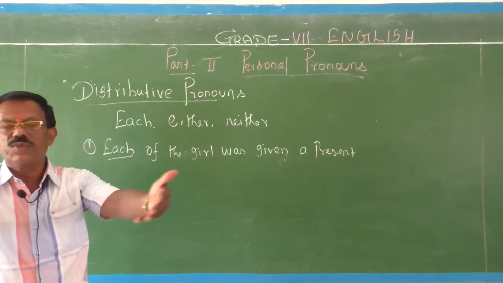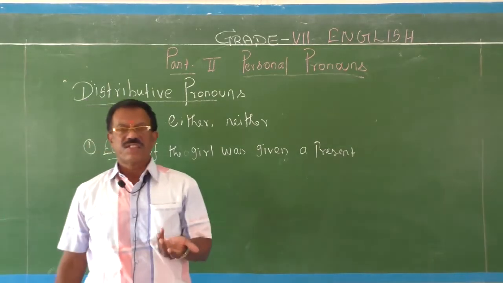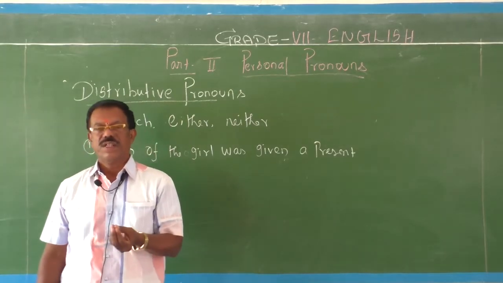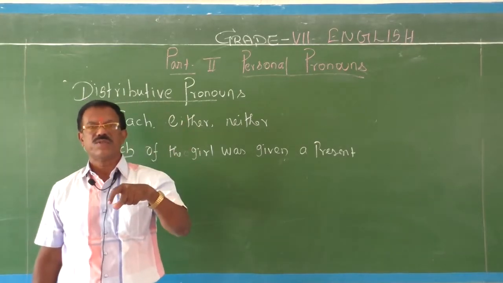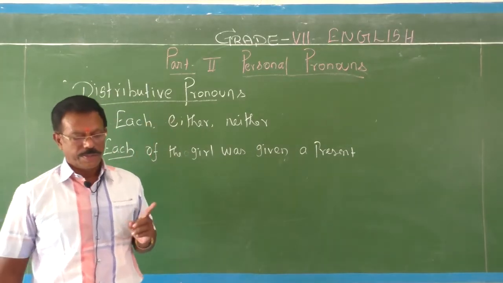Distribute these sweets to everyone. We normally frame such types of sentences. We use such types of sentences to give instructions. So in those sentences, each refers to only one at a particular time. Therefore, they are called distributive pronouns.